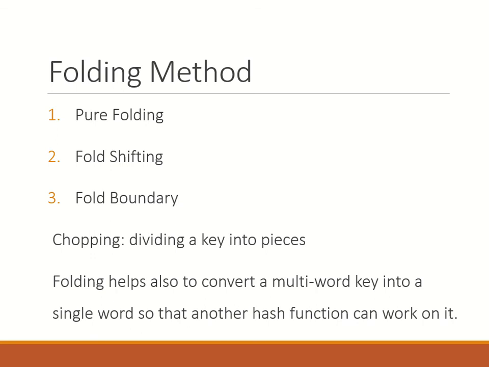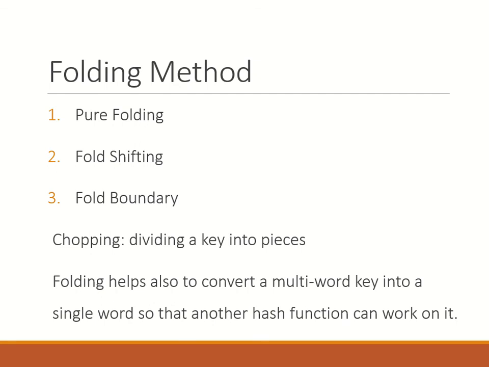Fold shifting is where you get these values. Suppose it was 1 2 3 4 5 6 7 8 9. What you do is apply some shifting. Suppose 1 2 3 is the first part, 4 5 6 is the second part. Instead of 4 5 6, I am going to write it as 6 5 4. So that is actually shifted. Then you write 7 8 9 as such. Then you take the value. That is fold shifting.